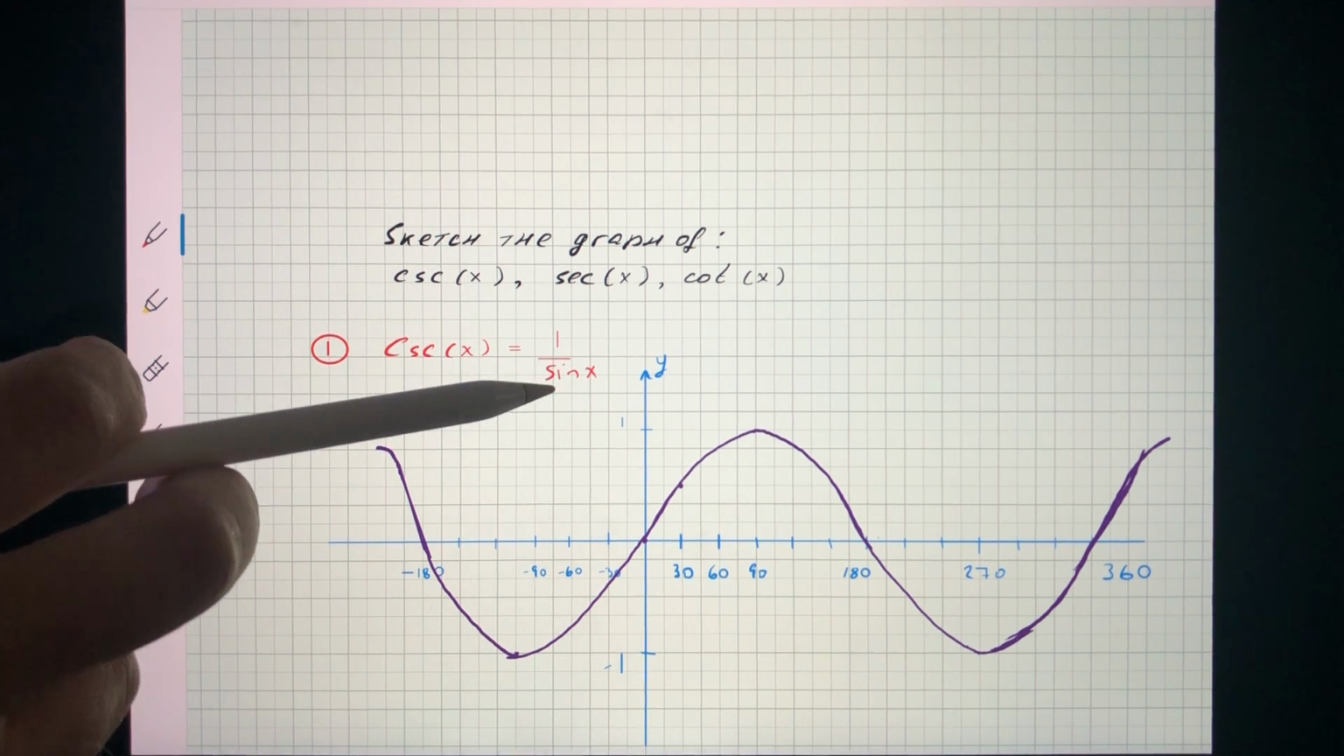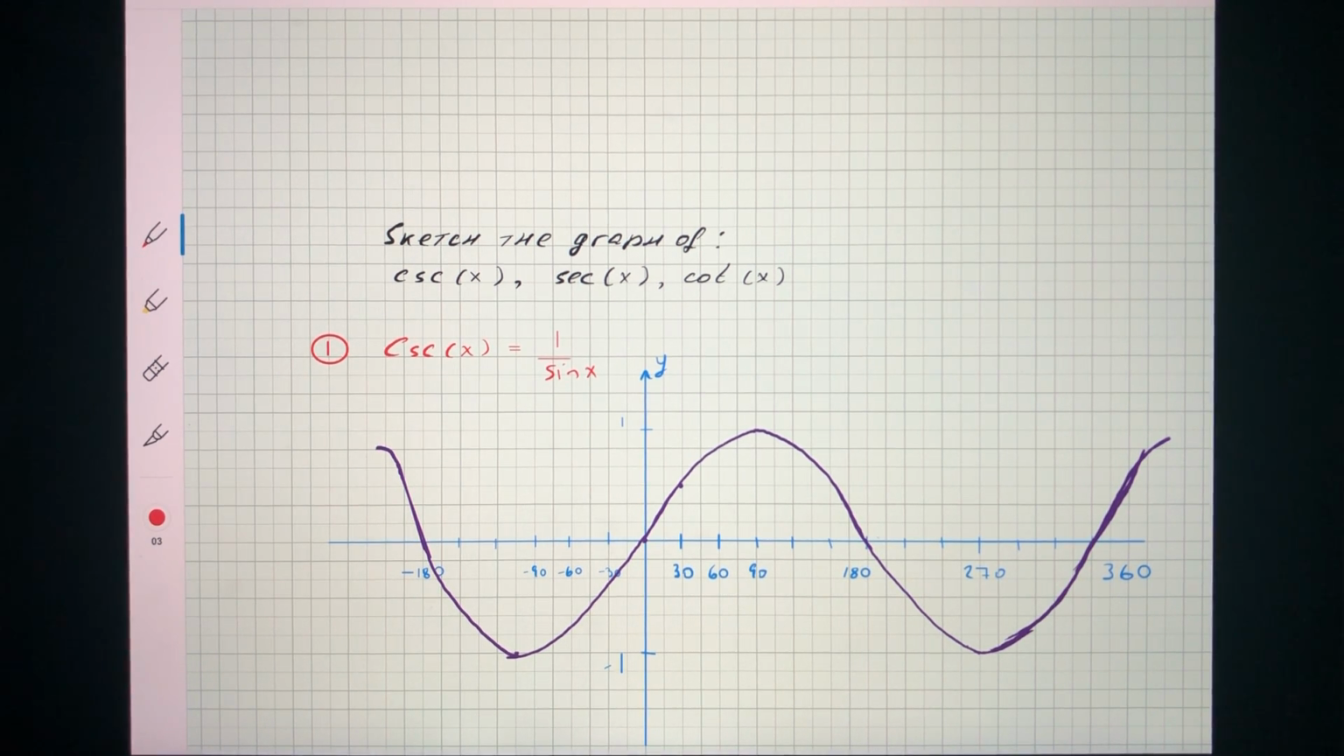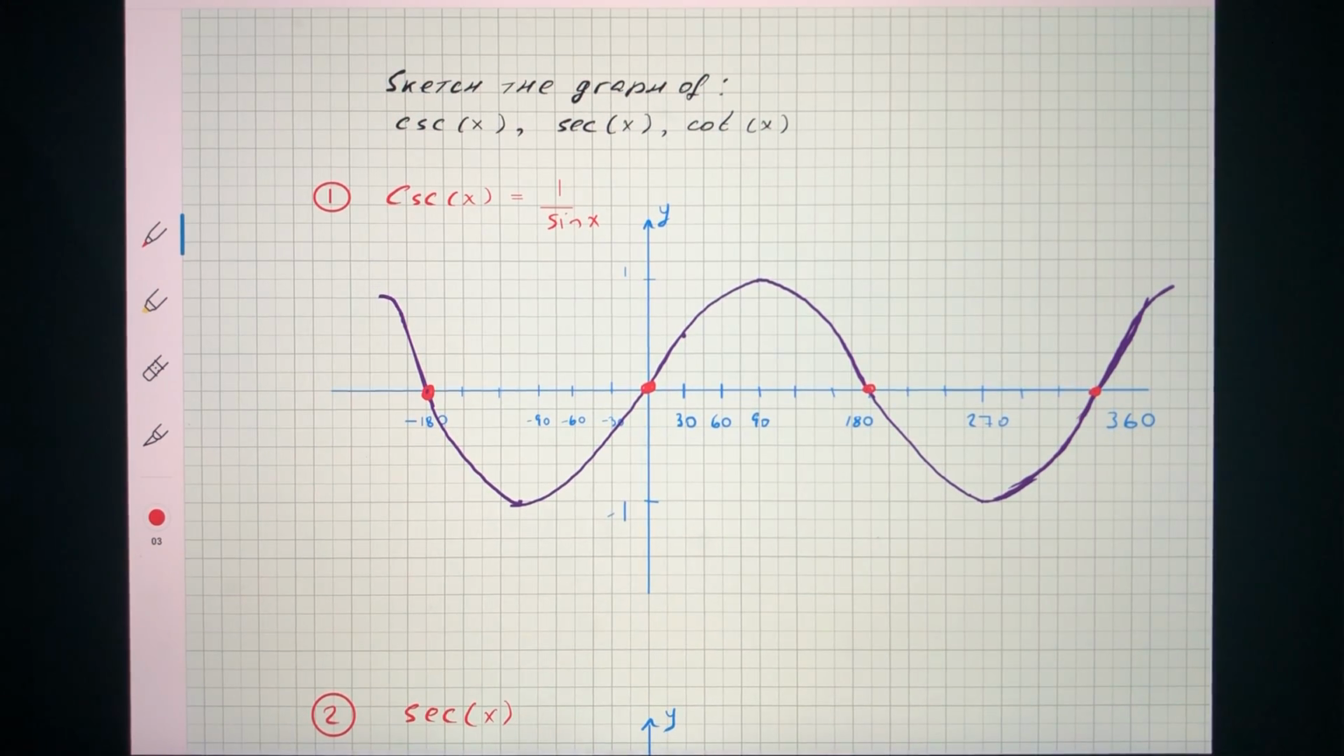Now each time the sine turns to 0, we will be dividing by 0, and that's impossible. So where is that going to happen? Well, it will be at 0, 180, and 360 again. So these would be the vertical asymptotes, the lines that our graph cannot cross. So here's one, this is the other, the third, and so on. This is a periodic function, so this will continue indefinitely.